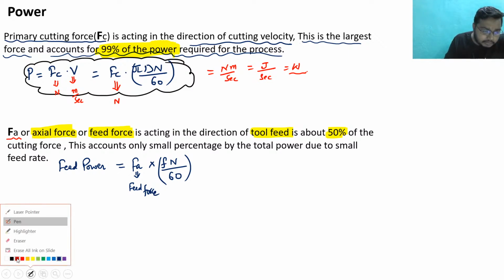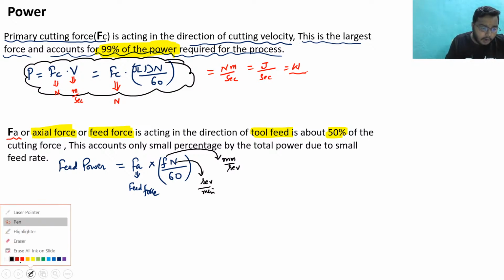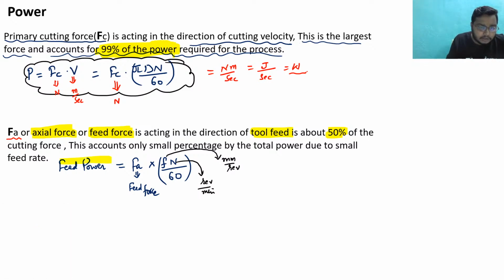And the next most important thing is F and N, right? The unit of F is mm per revolution, and the unit of N is revolution per minute. So this is the basic formula of feed power. Clear? This is the basic formula of feed power.